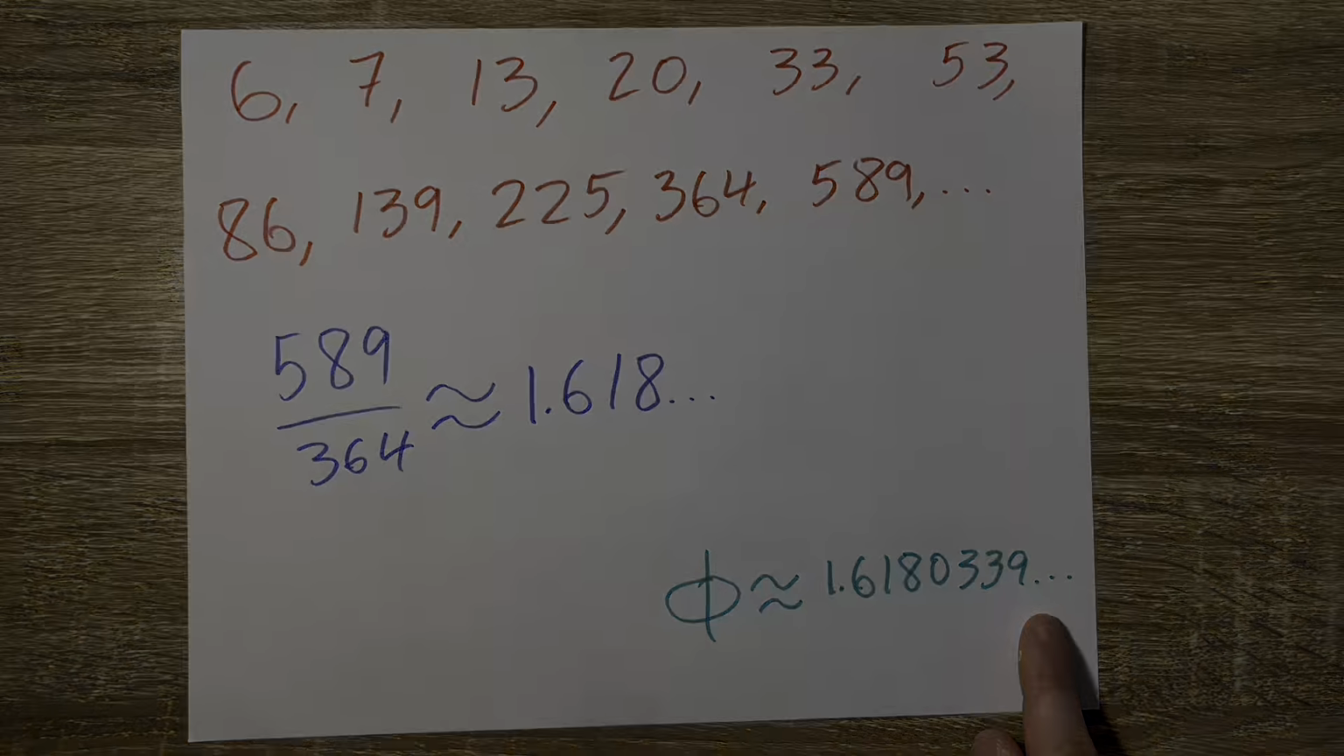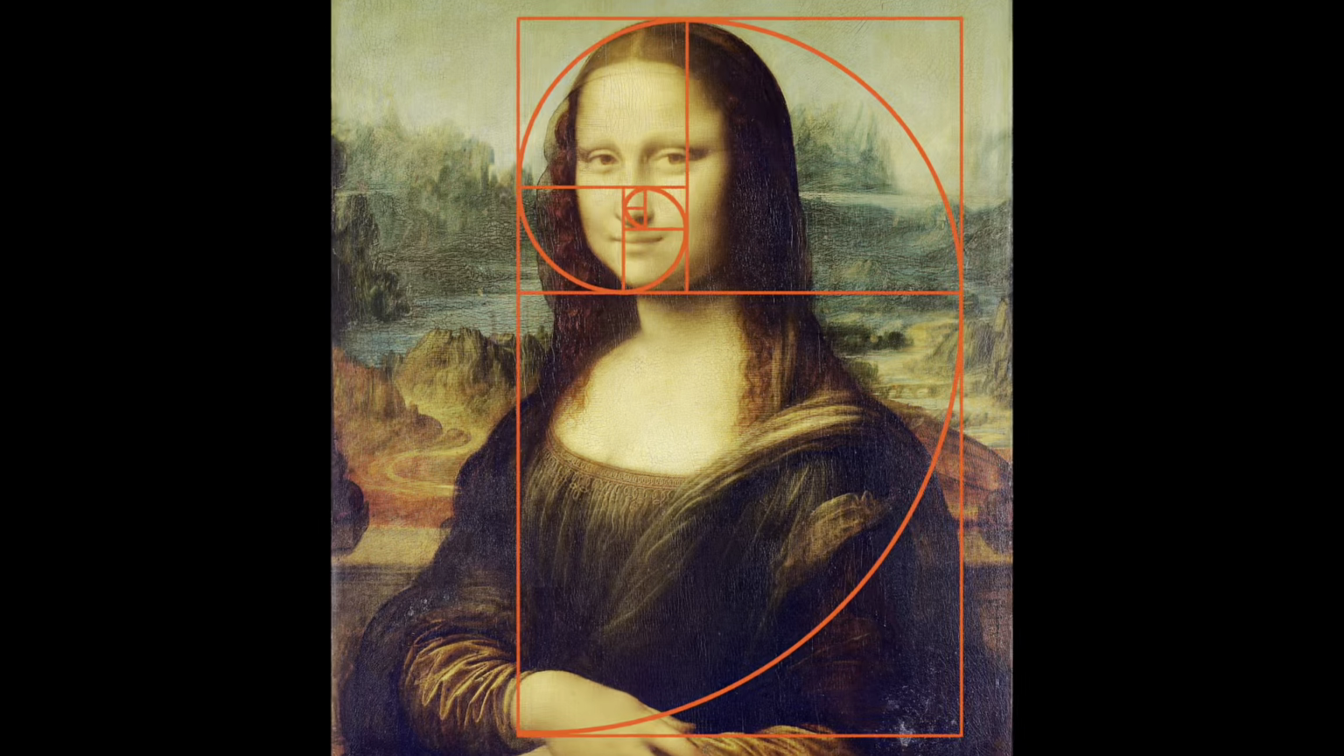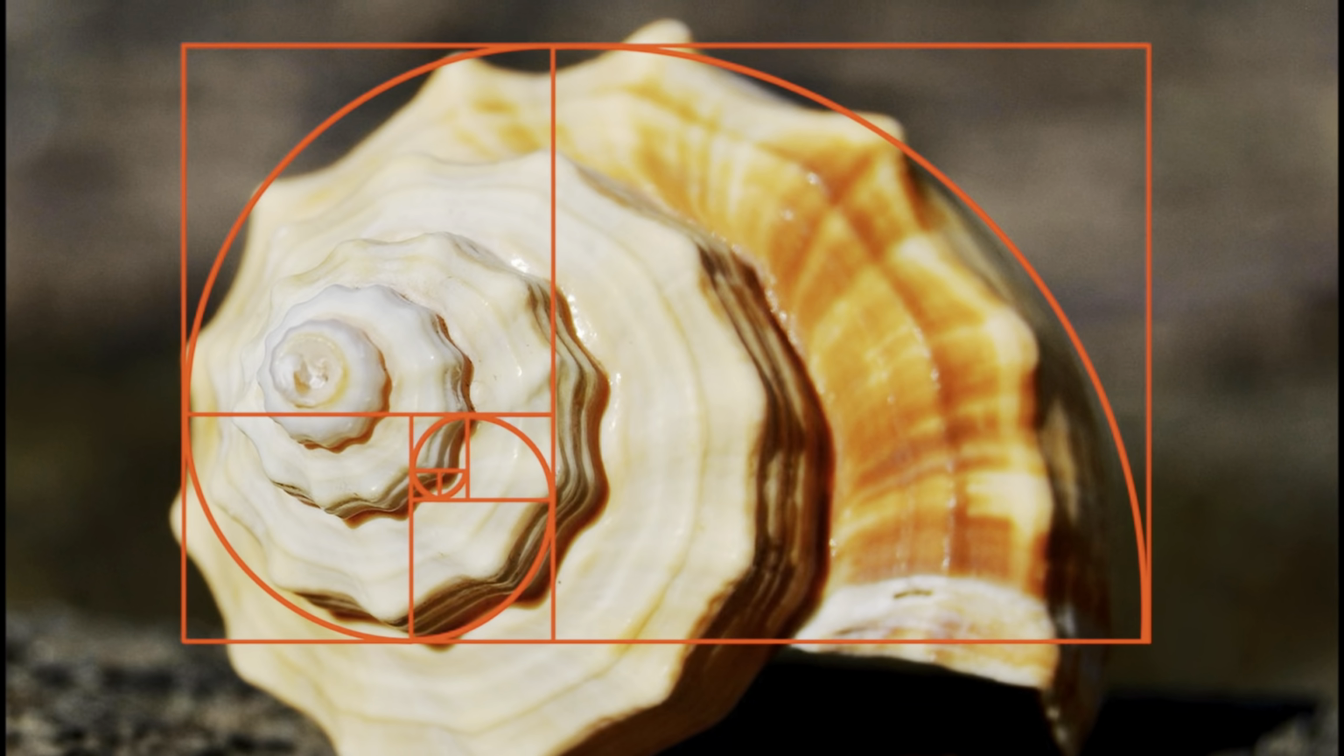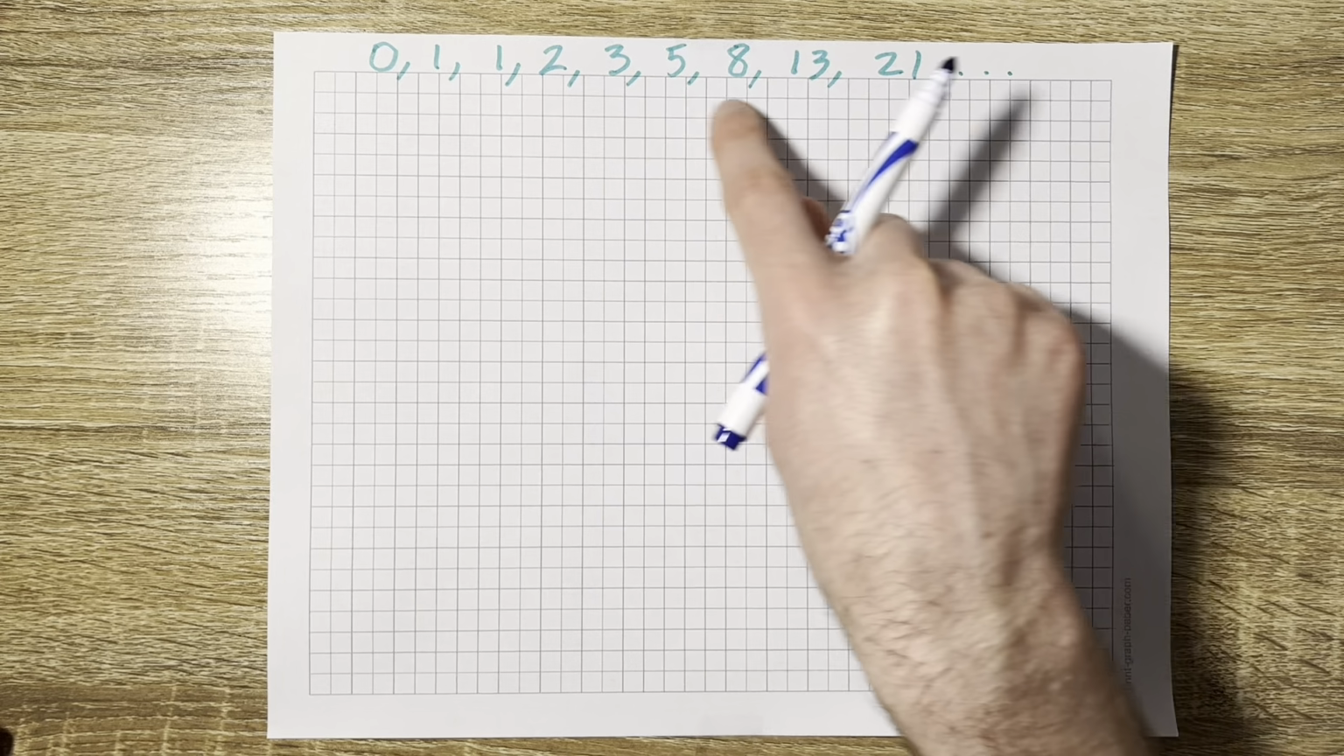This rectangle and spiral shape is often used to show the golden ratio in things, like the Mona Lisa, the Parthenon, and even seashells. But what actually is it? Let's go back to the Fibonacci sequence.